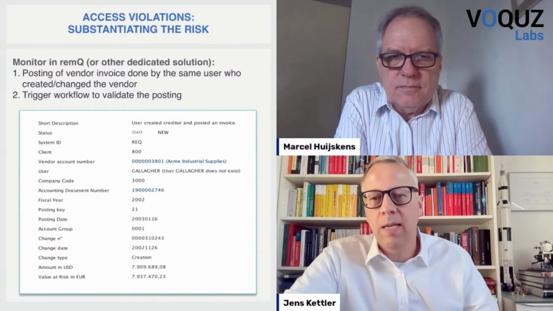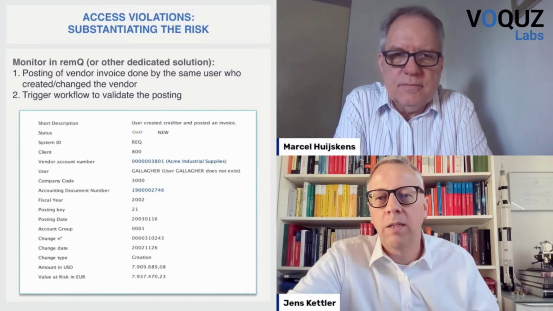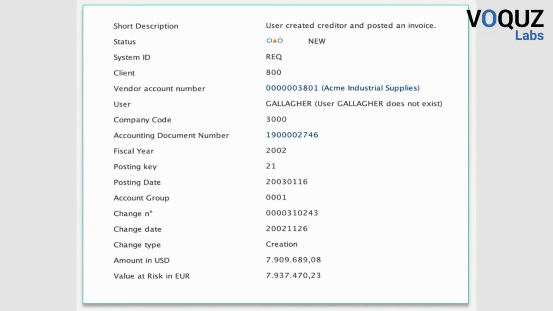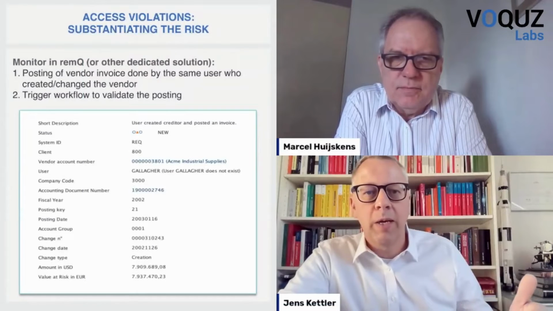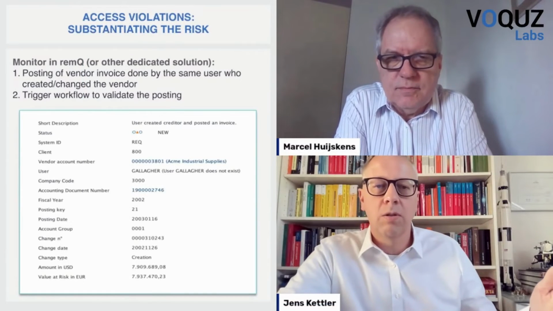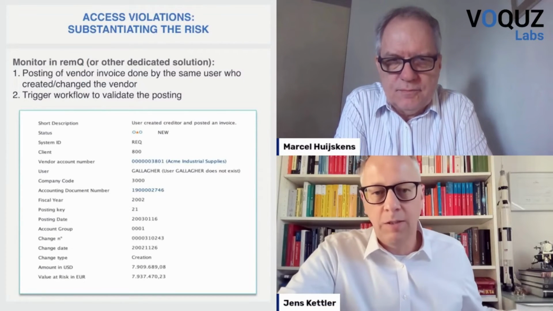And we see the example here. A user created a creditor and posted an invoice. It could also read, created an invoice for the same vendor. And in that case, you have a risk, and you can even say how big the risk is in euro, dollars, or whatever currency, because it's the face amount of the invoice. If that's a fake or fictitious vendor that was created and the invoice also, and it gets paid, then that's the amount of money that you actually lose.